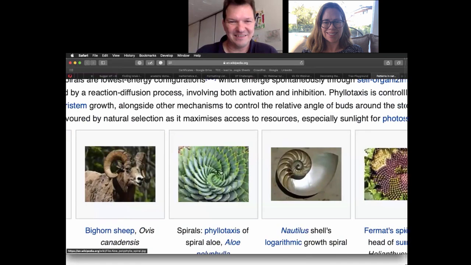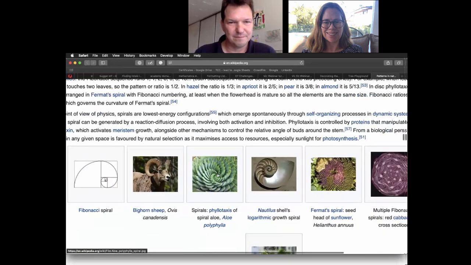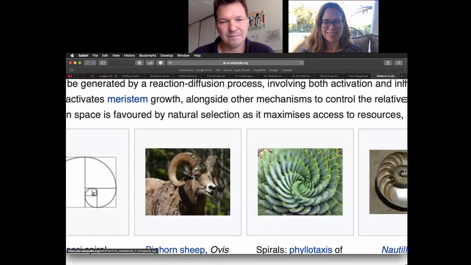Yeah, so have a look. You can see there's a spiral pattern on the plants and all of these leaves. Nature has decided that, I guess, the best way for that plant to survive and thrive in nature is to have this repeating swirling spiral pattern. And even on animals, so you can see the ram on the left-hand side has a spiral shape in its horn.